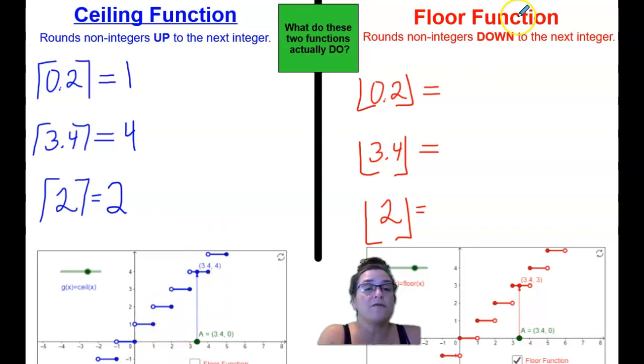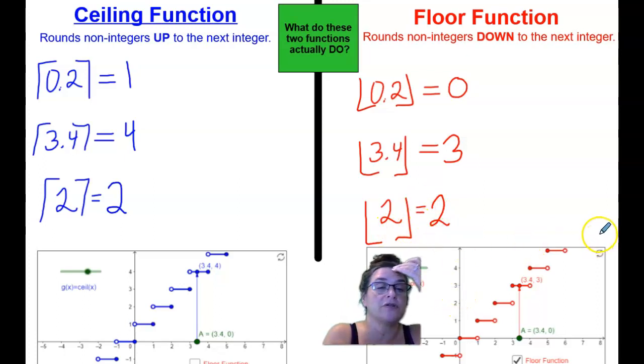Okay, over with the floor function is going to work the same way, except we round non-integers down to the next integer. So 0.2, its floor rounds down to 0, right? 3.4, its floor is going to be 3. 2, because it is already an integer, it's going to stay the same output. So the floor of 2 is 2.